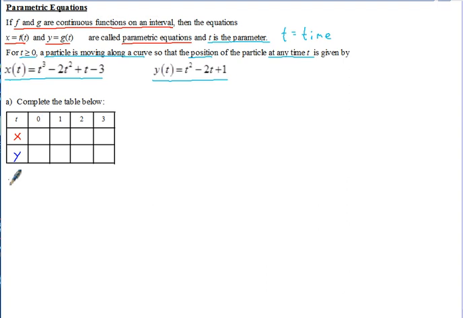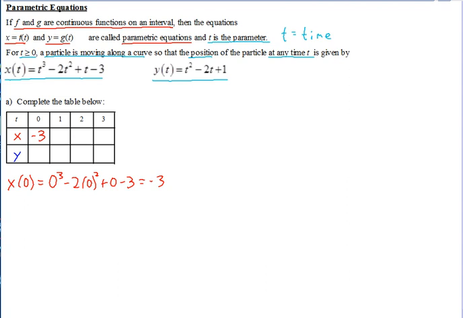If we substitute in 0 for t and figure out what x is, that's just going to be 0 cubed minus 2 times 0 squared plus 0 minus 3. You can see the 0 wipes out all those terms. All we're left with is the negative 3. So at time 0, the particle is starting at an x-coordinate of negative 3.